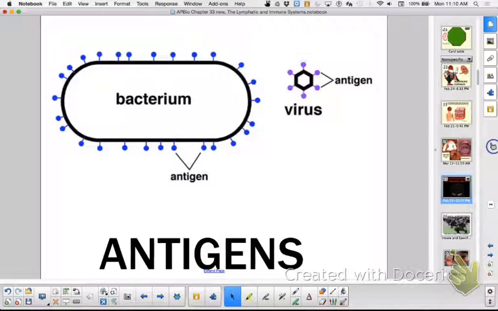So I want you to appreciate the beauty that your body can tell self from non-self. Okay, that's a huge deal. How do we do that? By recognizing these antigens. And these antigens belong to us or they don't belong to us. If they don't belong to us, who do we call?